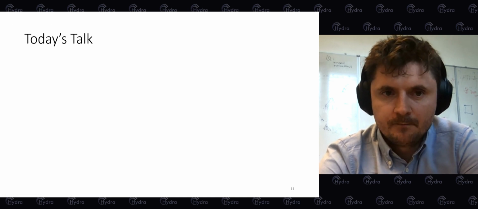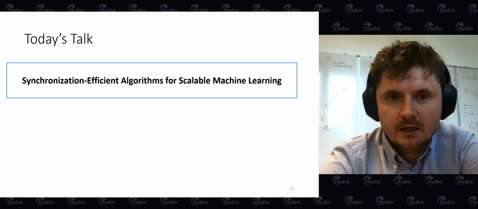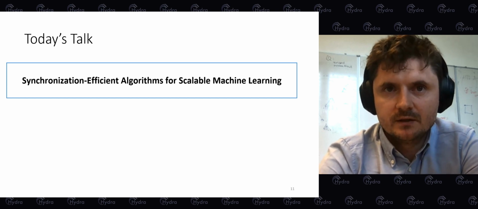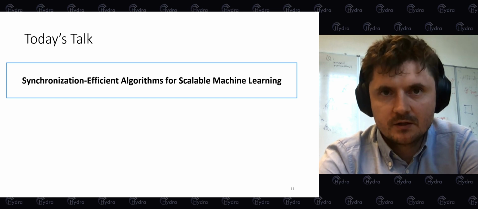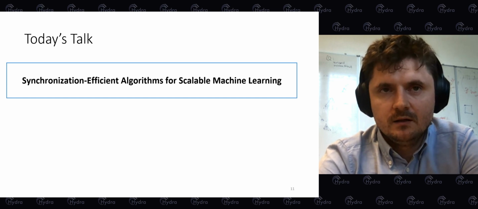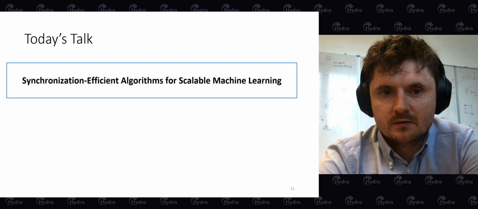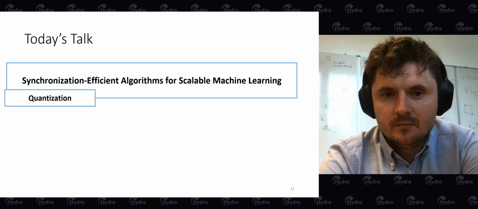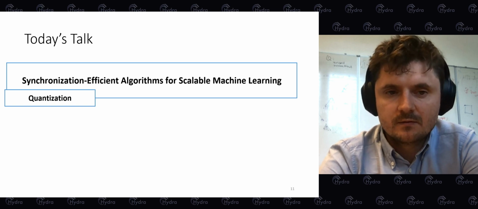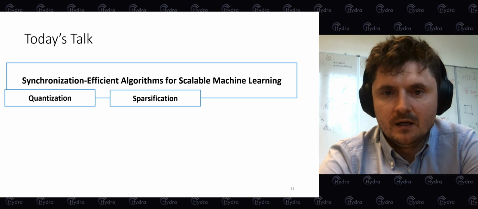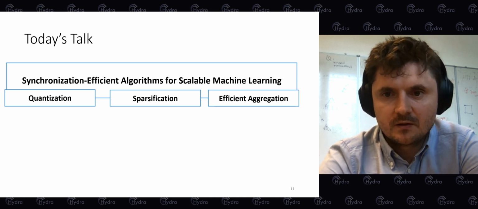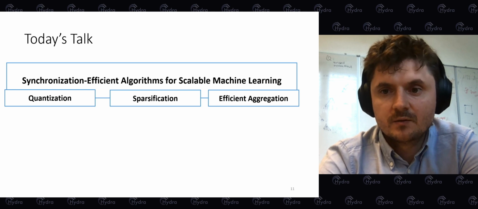Okay, so what is today's talk about? Today's talk is about removing this roadblock and seeing how we can reduce the impact of communication and synchronization on these types of systems. So it's about synchronization- or communication-efficient algorithms for scalable machine learning. I'll talk about 3 main components. One is quantization, reducing the amount of stuff we send. Quantization and sparsification both reduce the amount of communication, but also efficient ways to implement this.